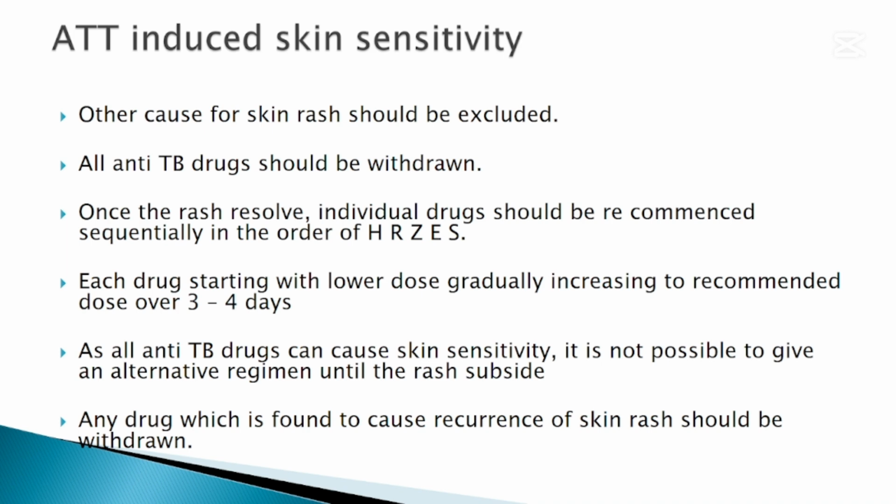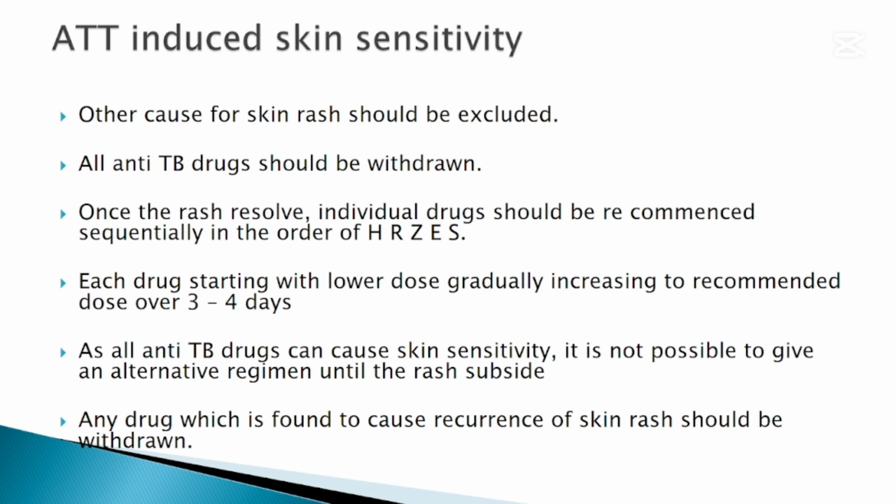So the last slide, ATT-induced skin sensitivity. Here the patient is having itching with a rash. So you have to exclude other causes for skin rashes. All anti-TB drugs should be withdrawn because all can cause skin sensitivity. Once the rash resolves, you have to reintroduce one by one in the sequence of starting with INH, then rifampicin, followed by pyrazinamide, ethambutol, and last, if you need, streptomycin.